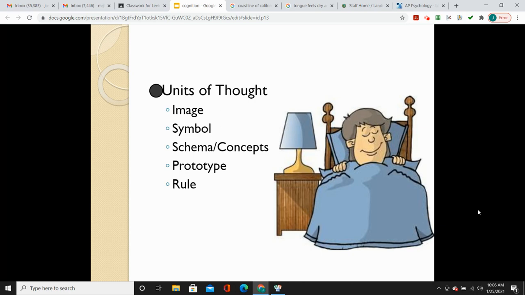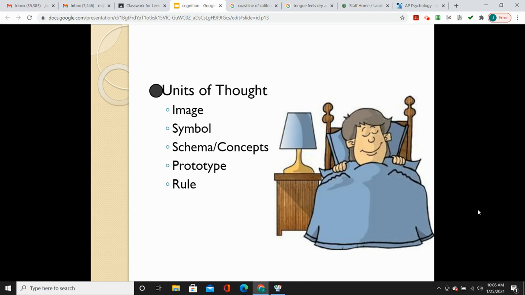Words are another example of this. Squiggly lines have nothing to do with ideas, and yet we've combined those squiggly lines together to make a word which then represents the idea. So in this way, it's abstract because it doesn't directly go with the idea itself.